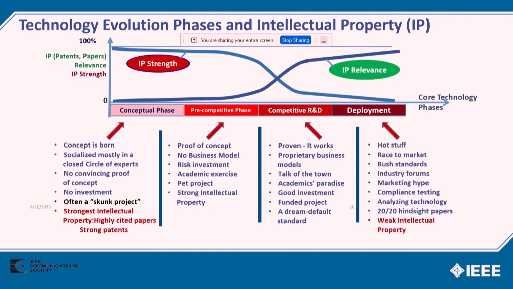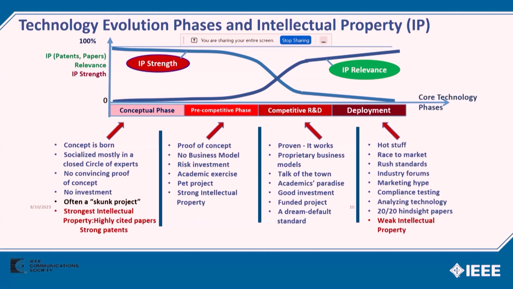So the intellectual property, the strength is very high in the beginning, right? If you invented it, you call the shots. You can patent the hell out of it. You can publish the hell out of it. You will have the most cited patents, the most cited papers. But then with time, it diminishes, right? Somewhere in the competitive area, the strength goes down, and then it's not of interest to researchers.